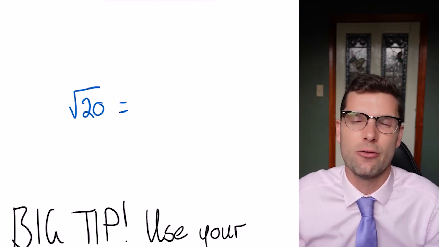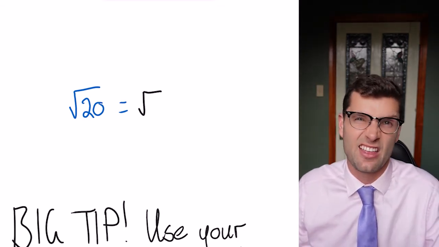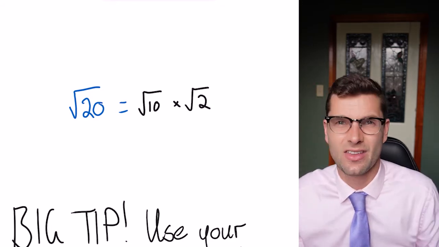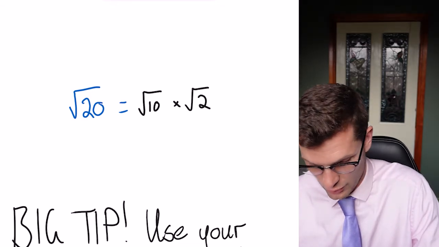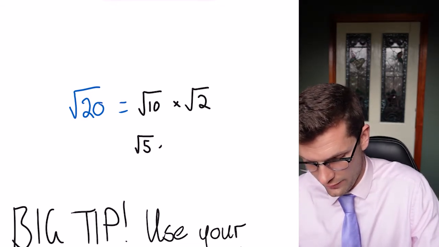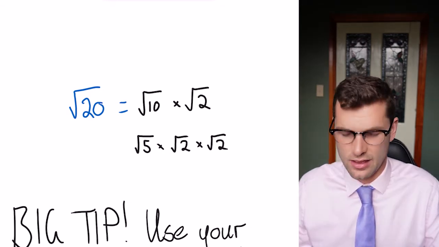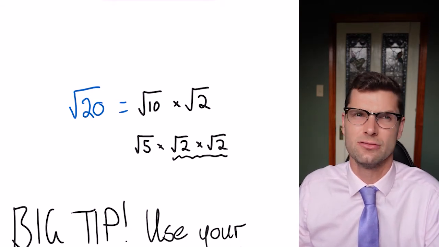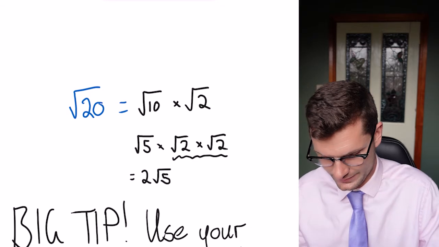Finally, if we have the square root of 20, we could break that down in a couple of different ways. This first time I'm going to break it down as root 10 multiplied by root 2. But I can actually break down that root 10 even further, which would be root 5 multiplied by root 2, multiplied by root 2. And then we can see at this end bit, root 2 multiplied by root 2 is just 2. So my final answer would be 2 root 5.